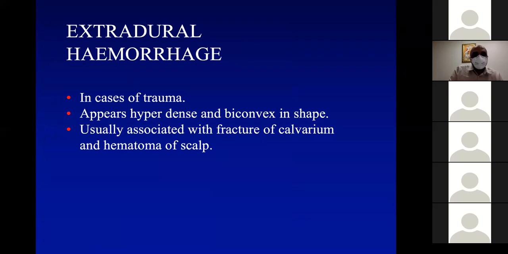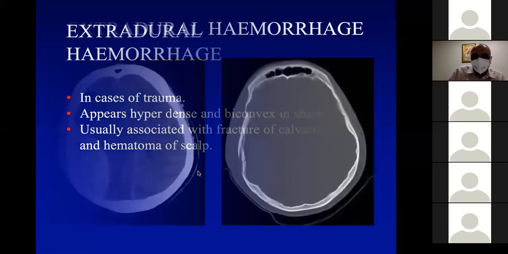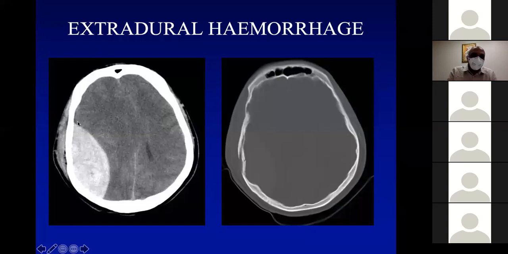Extradural hemorrhage. This happens in cases of trauma. It appears hyperdense, white, and biconvex in shape, as I've already shown you. Extradural hemorrhage is usually associated with fracture of the calvarium and hematoma of the scalp. We have already discussed that. Again, I'll show you. This is the same image as I've shown you before. Extraaxial, extradural acute hematoma associated with a right parietal bone and right parieto-occipital bone fracture, associated with soft tissue swelling, as you can identify here, and this is scalp hematoma.